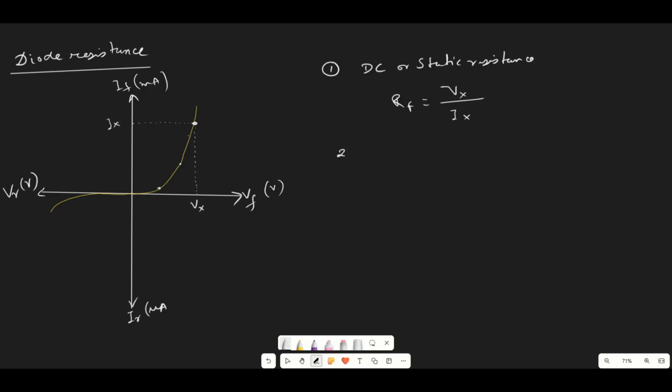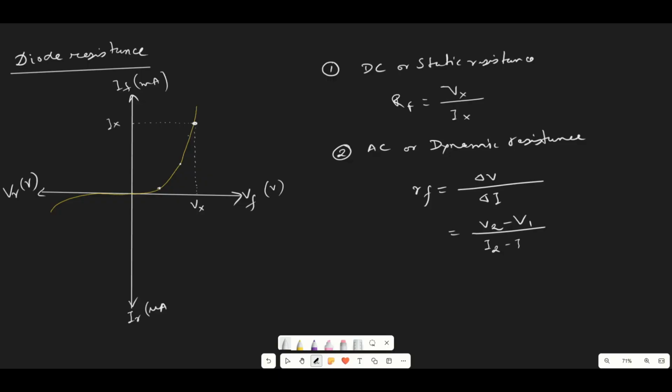Instead of that, what we do is calculate the AC or dynamic resistance. So in AC or dynamic resistance, we consider a range. That means the AC resistance, or dynamic resistance, is given by Rf equals delta V by delta I. So that means, suppose two voltages and two currents, V2 minus V1 and I2 minus I1.